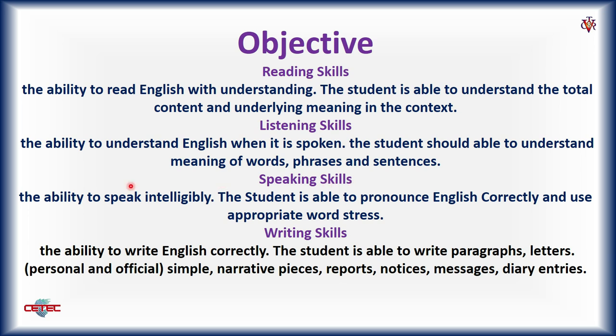Speaking skills: the ability to speak intelligibly. The student is able to pronounce English correctly and use proper word stress. Writing skills: the ability to write English correctly. The student is able to write paragraphs, letters, personal and official, simple narrative pieces, reports, notices, messages, diaries, and so on.